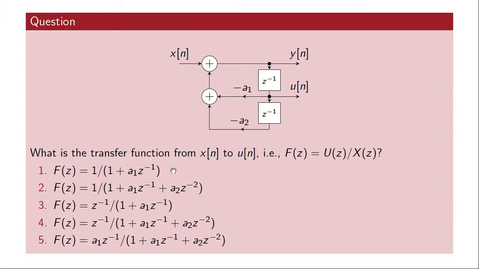Is it the following, 1 over 1 plus a1 z to the minus 1? Or is it 1 over the second order polynomial given both the coefficients? Would it be z to the minus 1 divided by this first order polynomial? Or would it be z to the minus 1 divided by the second order polynomial? Or should we have the coefficient a1 in the expression as well? So should it be a1 times z to the minus 1 divided by the second order polynomial?